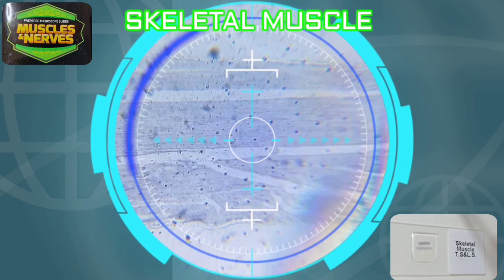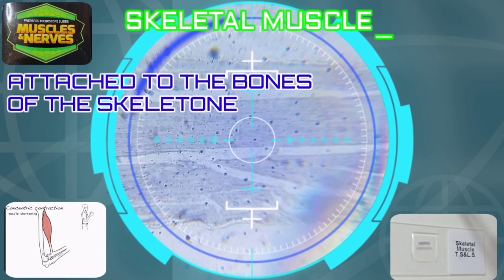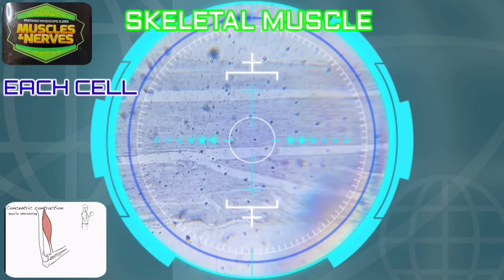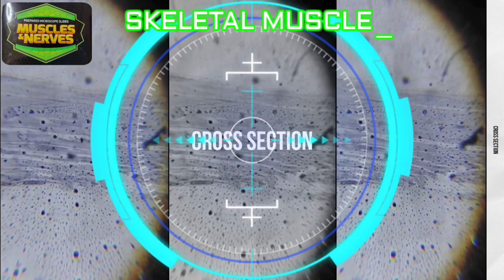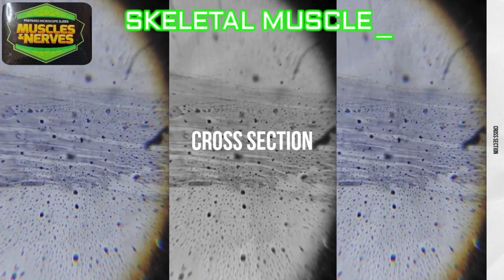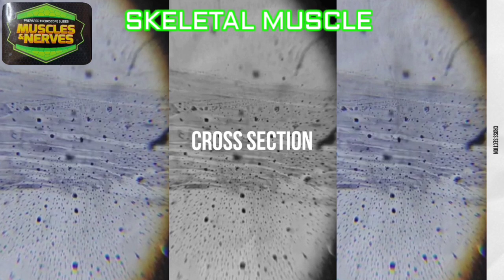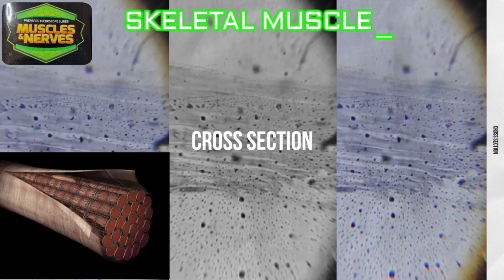Skeletal muscle, as its name would suggest, is attached to the bones of the skeleton. Voluntary contraction of the muscles allows you to move an arm, a leg, or a finger. Each cell is a long cylindrical fiber, and the cells are grouped in bundles. Look for the darker shape of the flattened nucleus sitting at the edge of each cell in the longitudinal section.